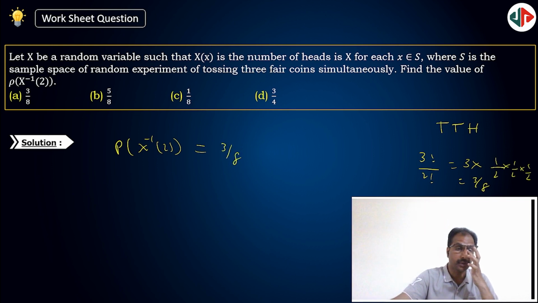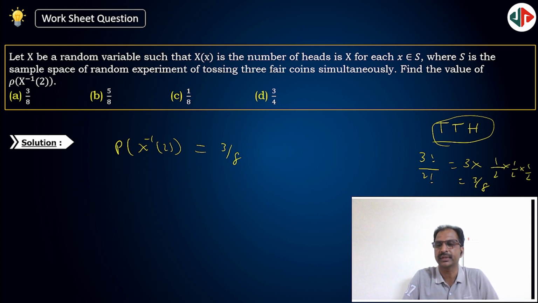X inverse 2 means not getting 2 heads. It is getting 2 tails and 1 head. That can happen in 3 factorial by 2 factorial, 3 cases, and in each case the probability is 1 by 8. So 3 by 8 is the required probability.